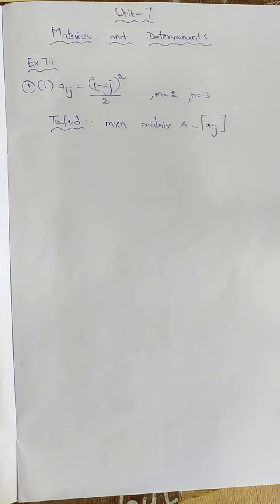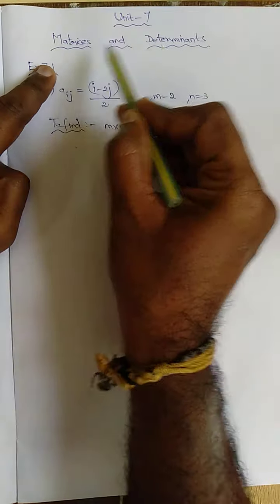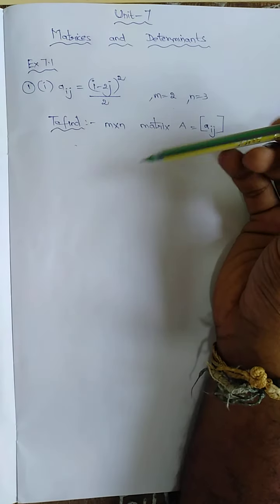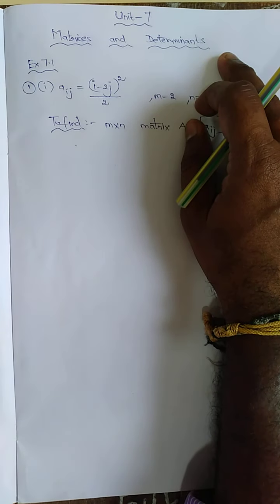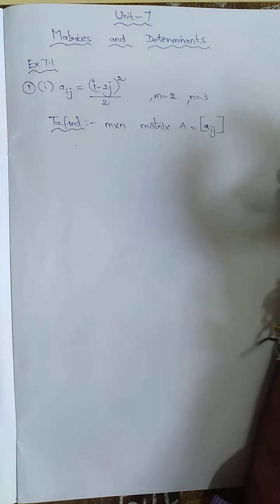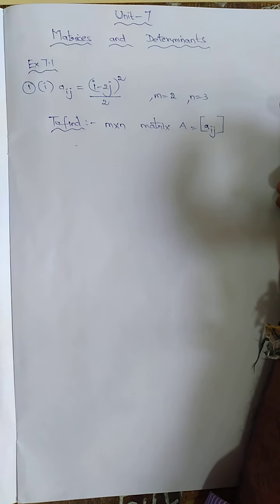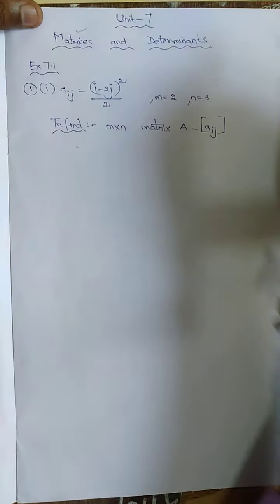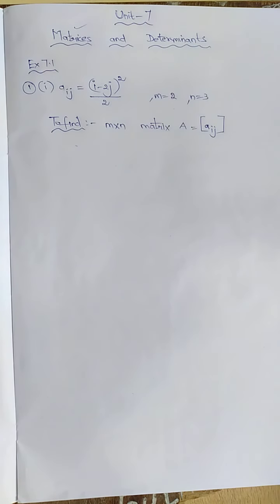Unit 7 Matrices and Determinants. We have gone through matrices in class 10. Now we are going to see matrices and determinants. We are going to see the extra topic called determinants. This determinant we are going to see in second exercise only. We are going to see the basics of matrices. We are going to see only the basics of matrices in this exercise.